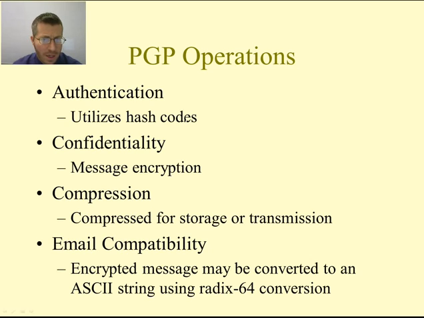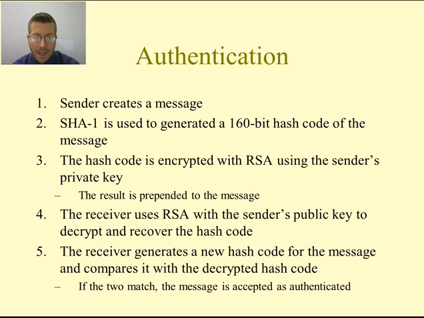So we've talked about these before, authentication, confidentiality. We talked about these when we were talking about our encryption algorithms. And PGP utilizes encryption and it utilizes hash code. So let's look at authentication. If we want to authenticate a message, we start off with the sender creating a message. We then use the SHA-1 hash to generate a 160-bit hash code of the message. So we hash the message. We are not encrypting it, we're hashing it.